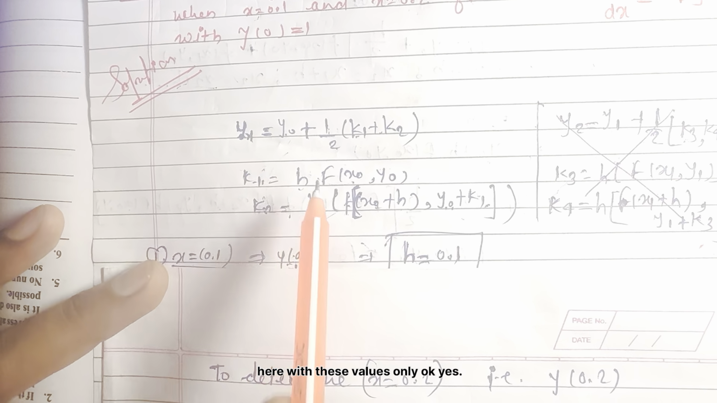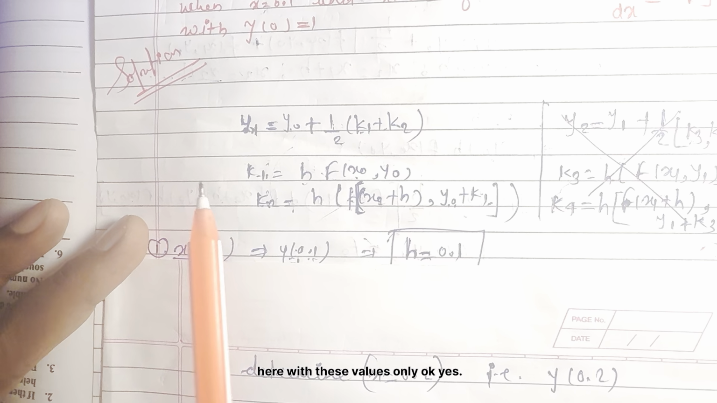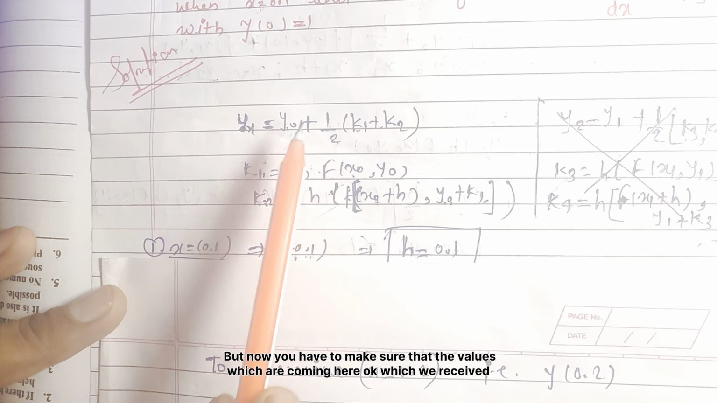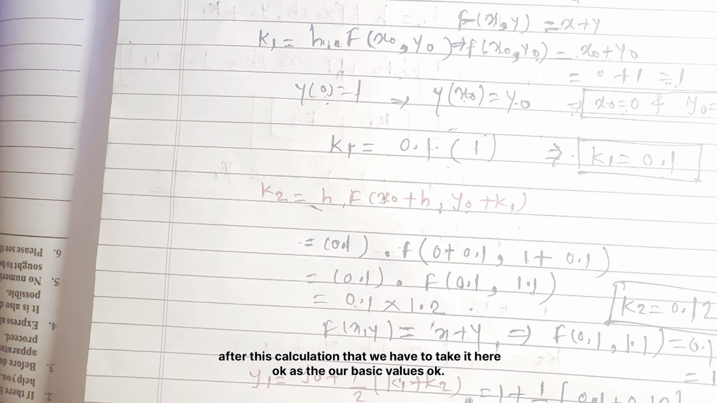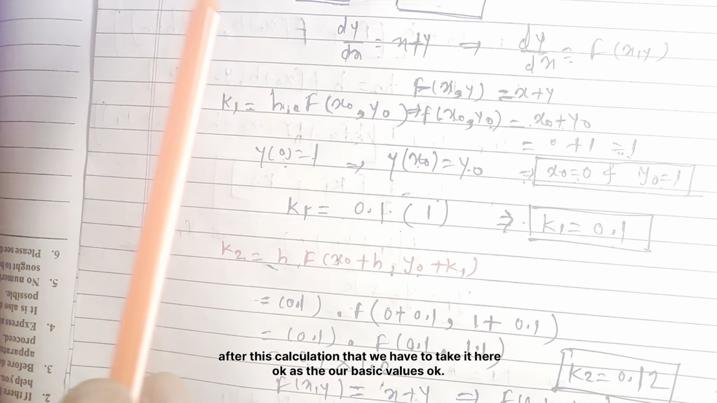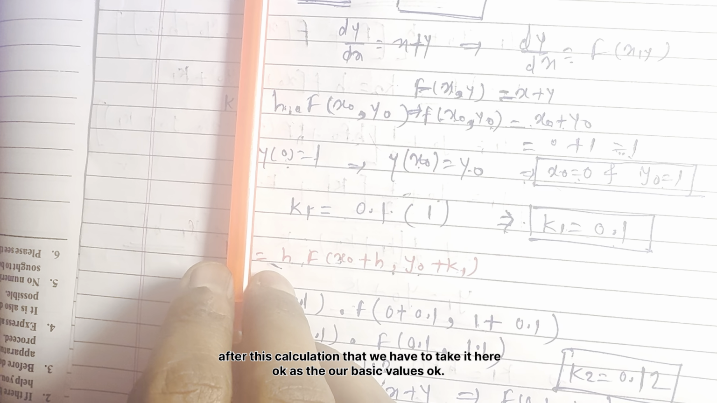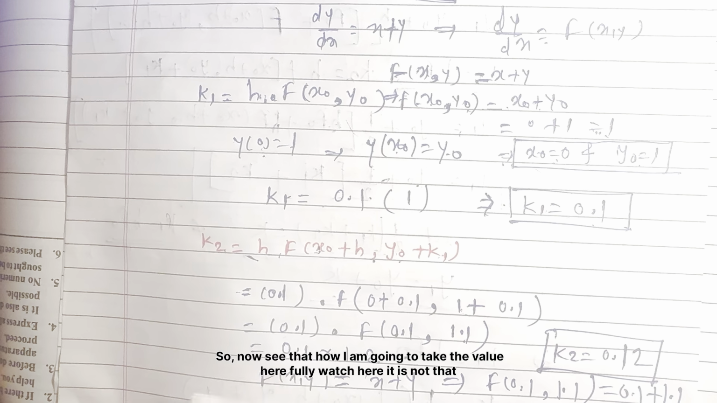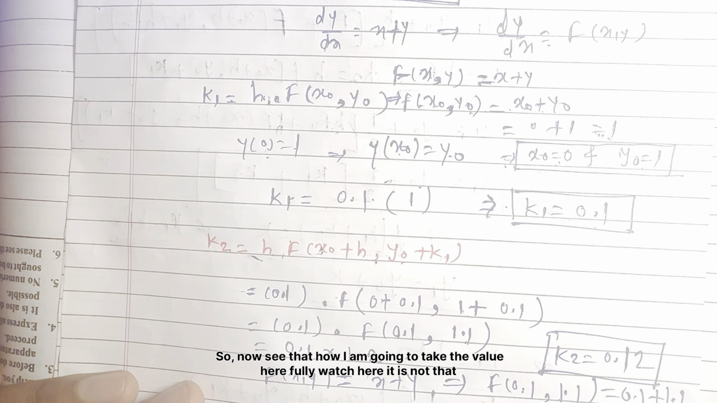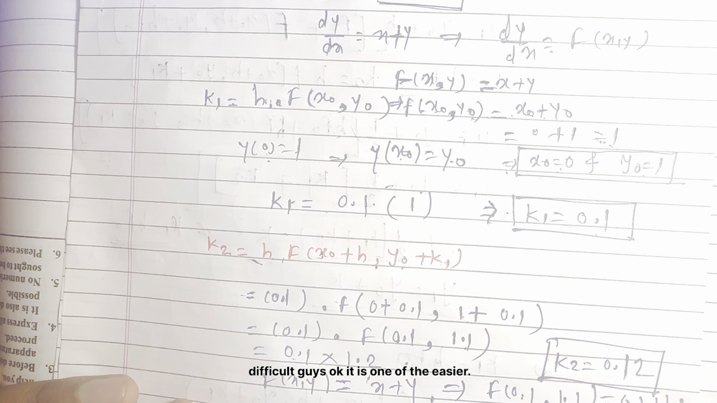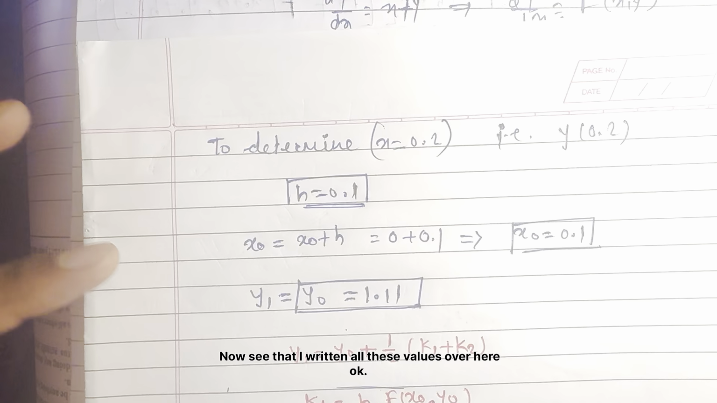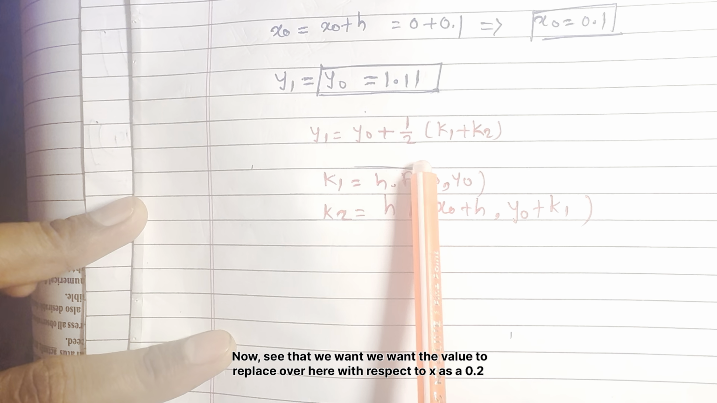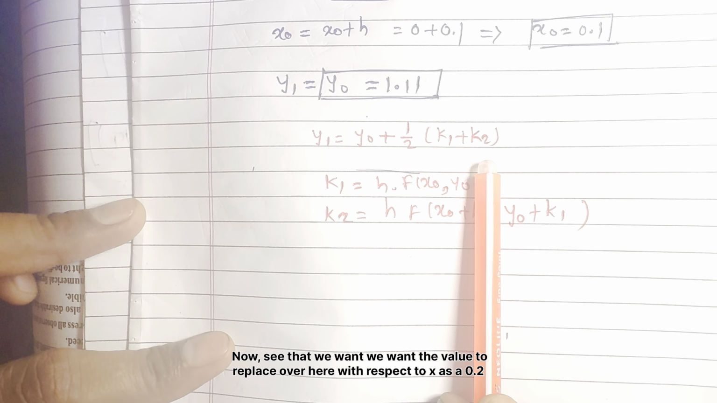I'm going to explain here with these values only. Make sure that the values which we received after this calculation, we take here as our basic values. Now see how I'm going to take the value. Carefully watch here, it's not that difficult guys, it is one of the easier ones. Now see that I have written all these values over here. Now we want the values to replace here with respect to x as 0.2.